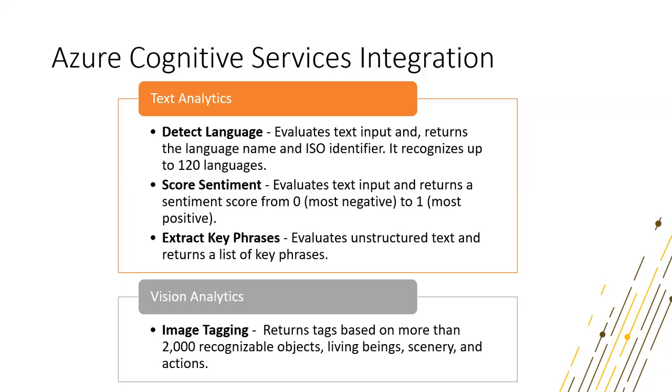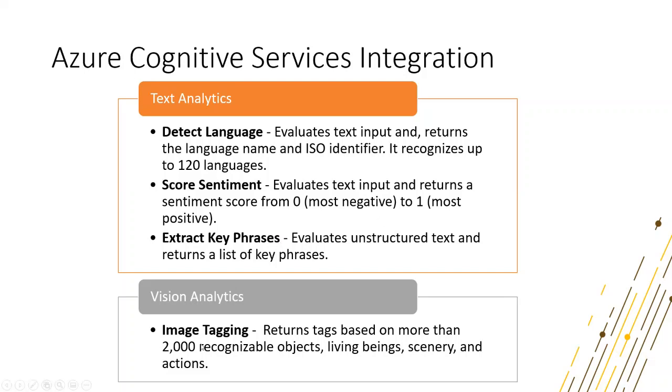So you have some text and you want to basically say whether this is positive or negative. Anything that's closer to 0 is not good, anything that's towards 1 is positive. It can also do key phrase extraction, looking at a bunch of key phrases, extracting those and putting them into a separate column.